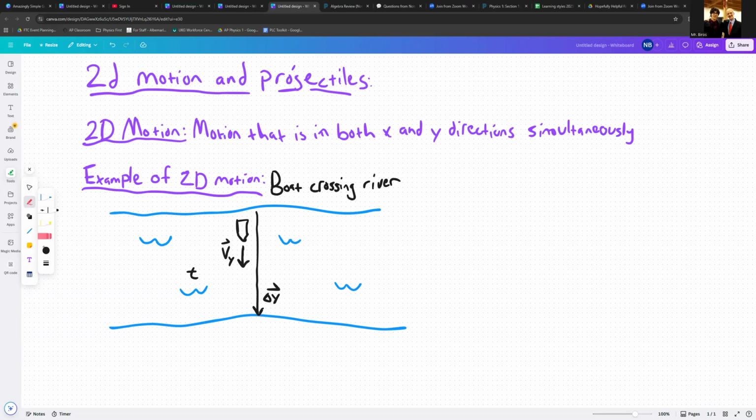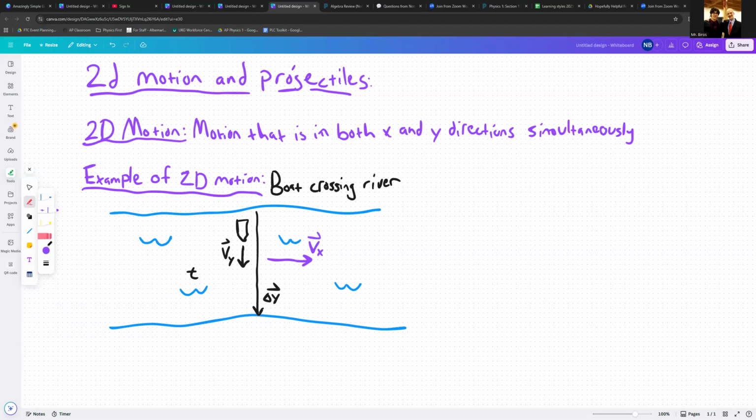But the river itself also can have some motion to it, because the river is moving and flowing. So let's draw some of those. The river has a current. We'd have some Vx.